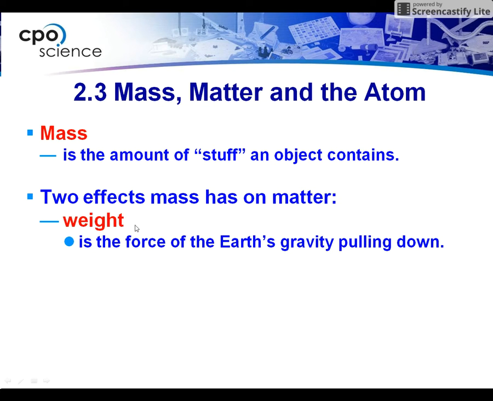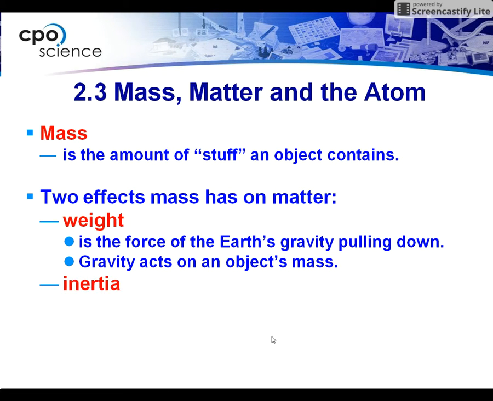So really, in chapter 5, we're going to make this a lot more important. But in this chapter, we just sort of start out with the idea. In chapter 5, we're really going to make it clear the difference between mass and weight by actually calculating what those values are. So gravity acts on an object's mass. That's what really happens there.